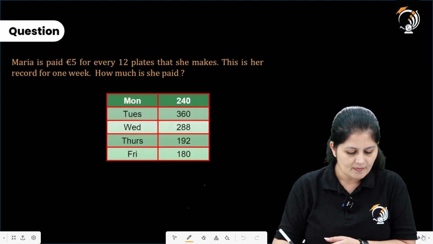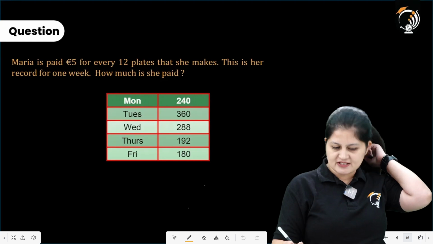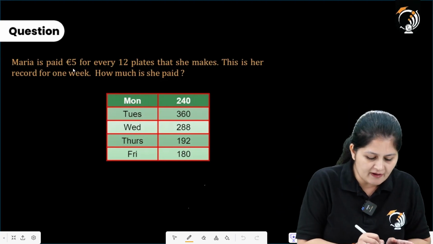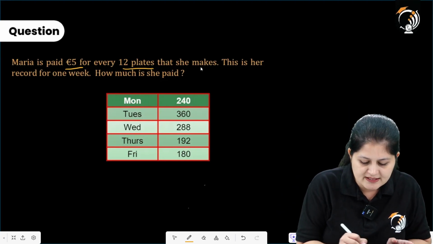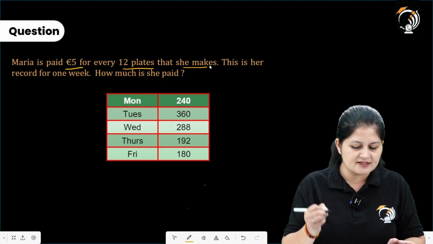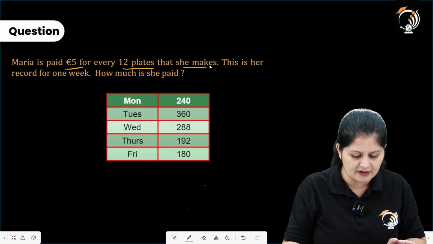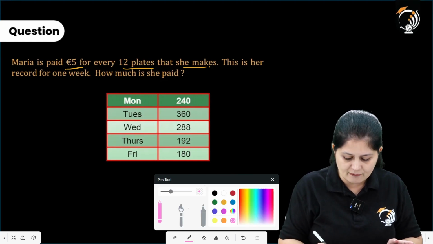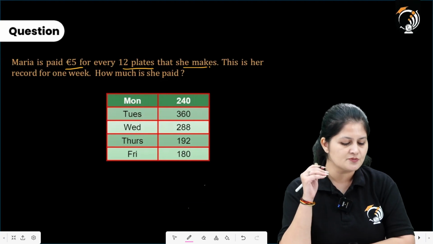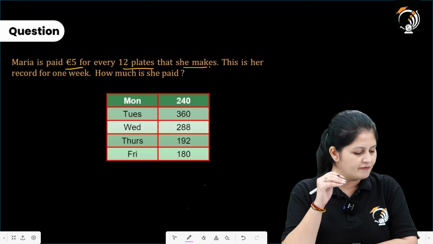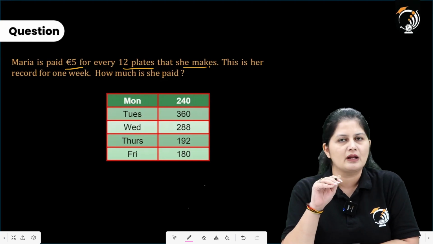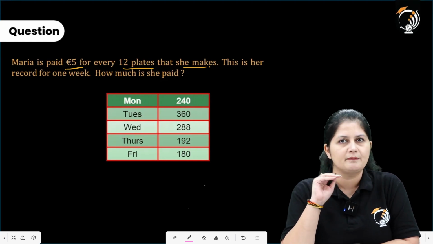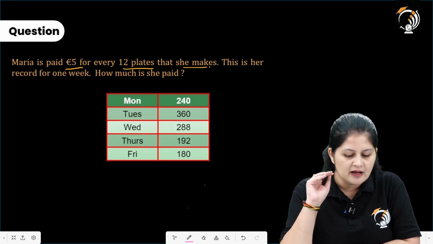Okay. Moving forward to the next question, which says Maria is paid 5 euros for every 12 plates that she makes. This is her record for 1 week. How much is she paid? So let's understand what the question is saying. Maria is paid 5 euros for every 12 plates. For every 12 plates that she is going to make, she will be paid 5 euros. This is her record for 1 week. How much is she paid?